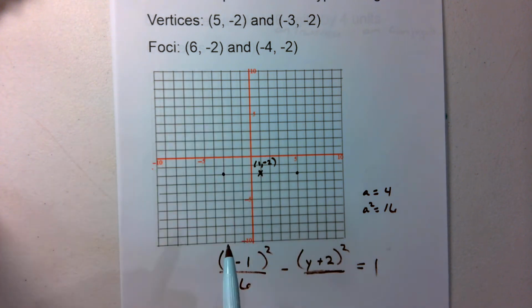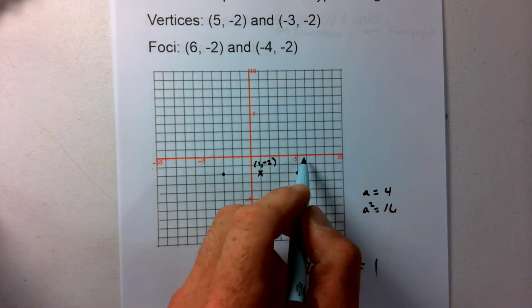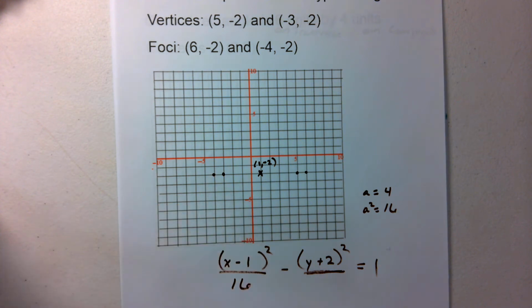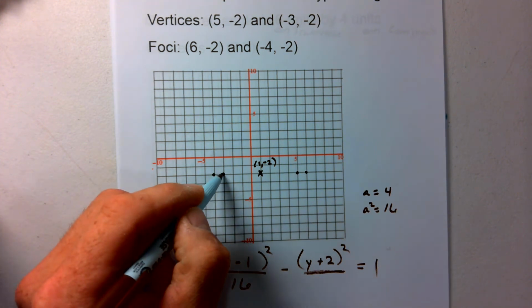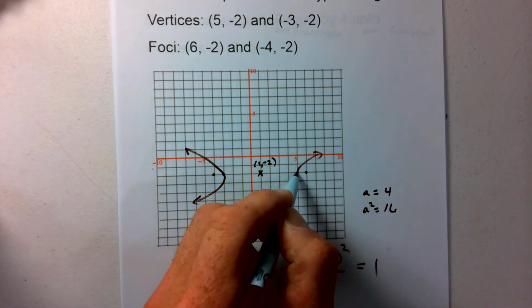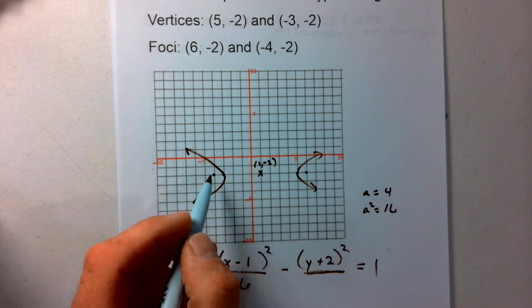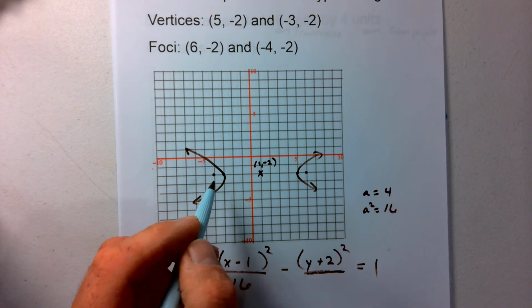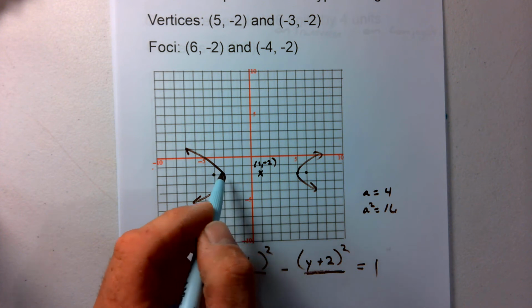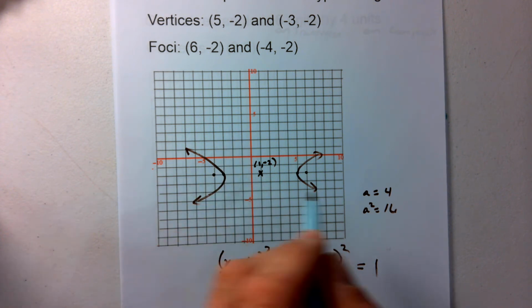I can go ahead and also find my b value then. Well, go ahead and label our foci, I guess. So our foci are going to be at (6, -2) and (-4, -2). So I know that my hyperbola is going to look something like this. Again, we don't need to necessarily be perfect on it, but it's going to look something of that form. So I know my a value there. I also can find my b value.